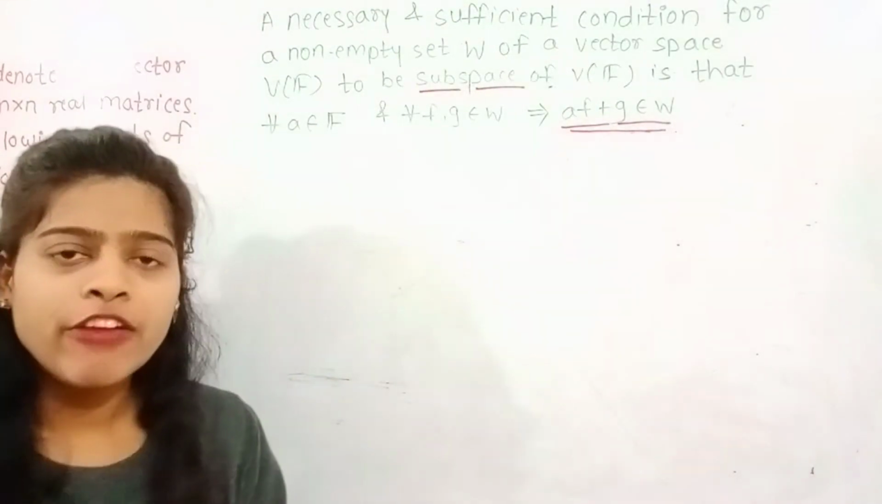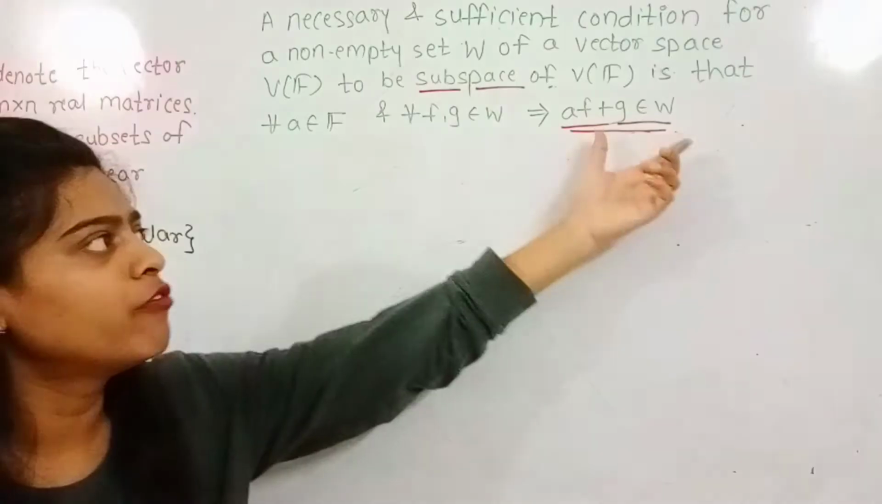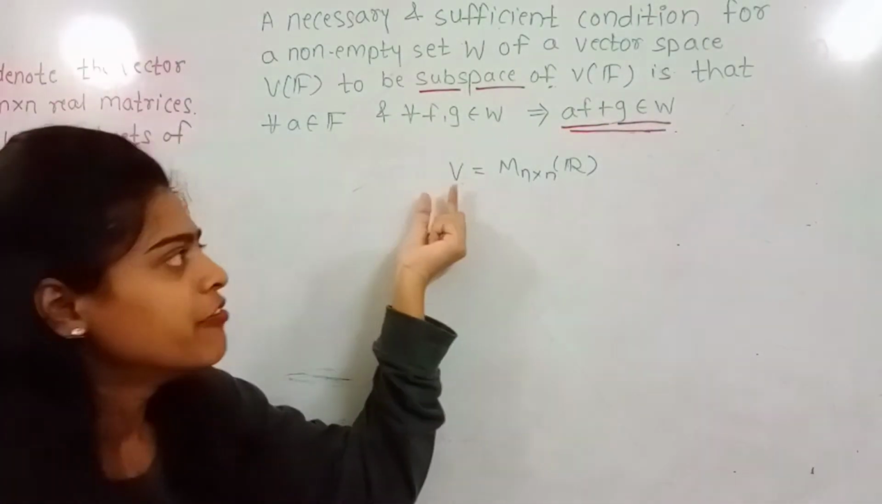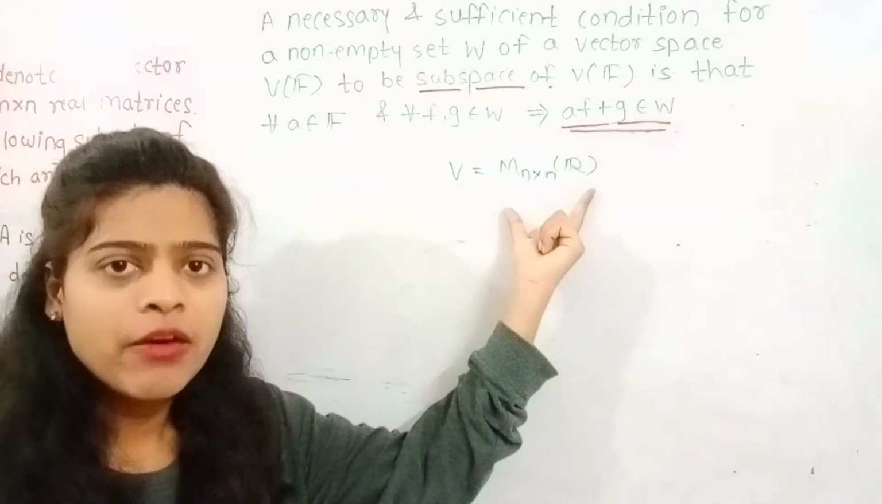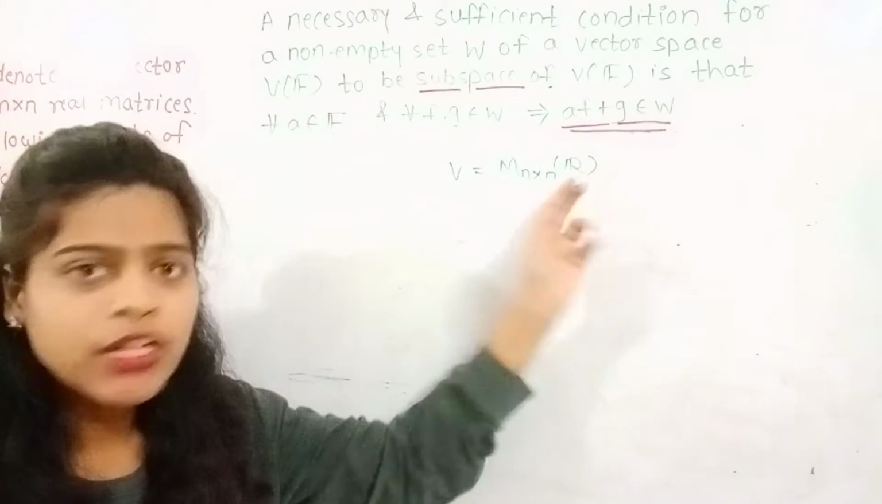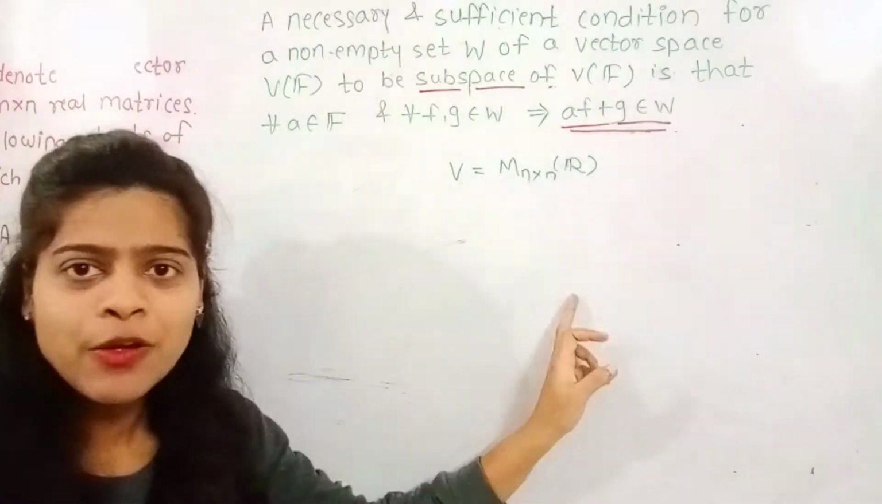That means if we want to check whether any set is a subspace or not, we only have to check this condition. Also in this question, the vector space V is equal to Mn, that is matrices over real numbers of order n cross n. N cross n means n rows and n columns.